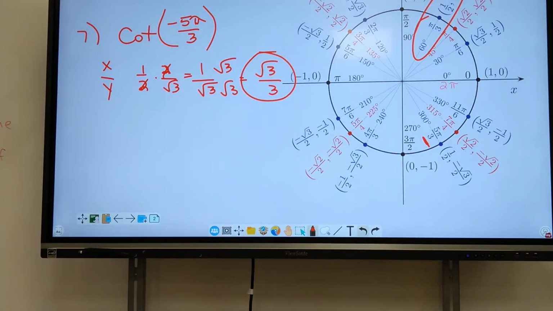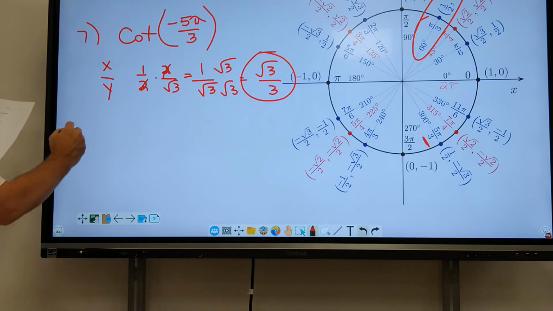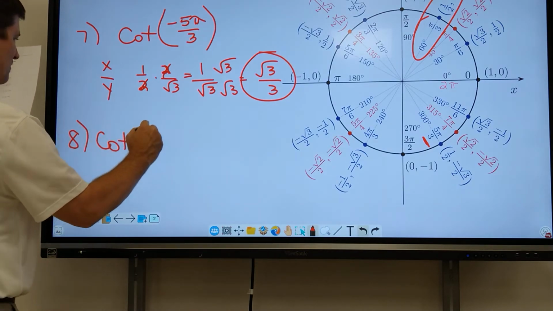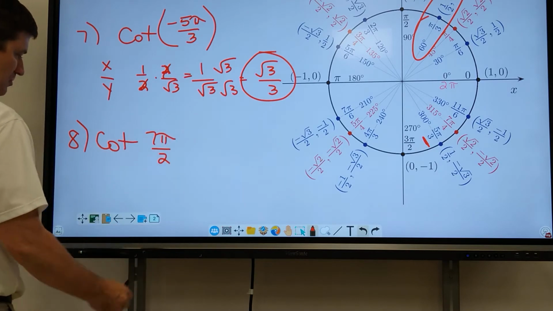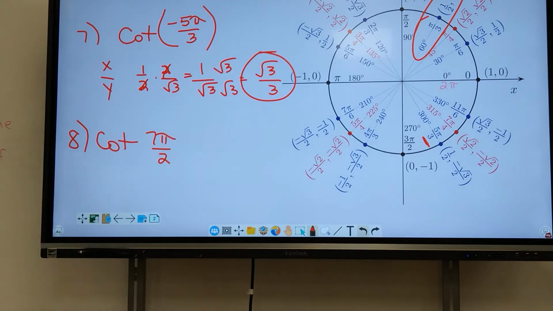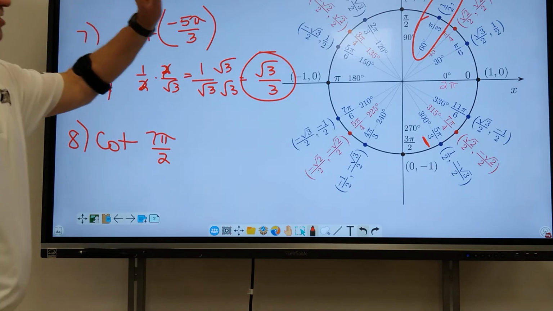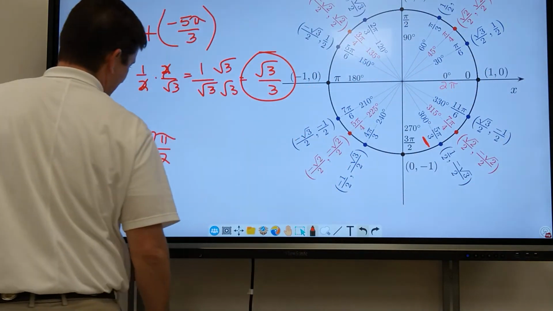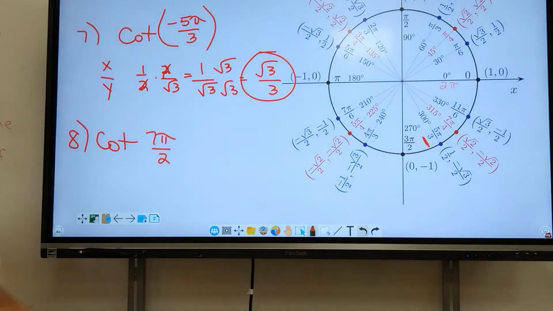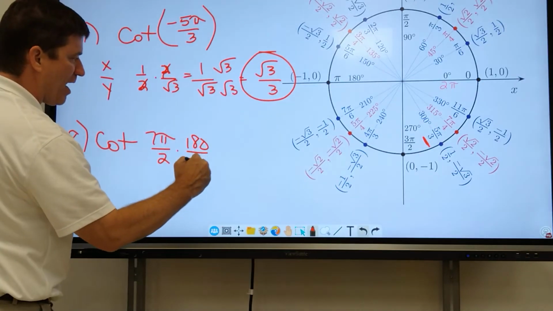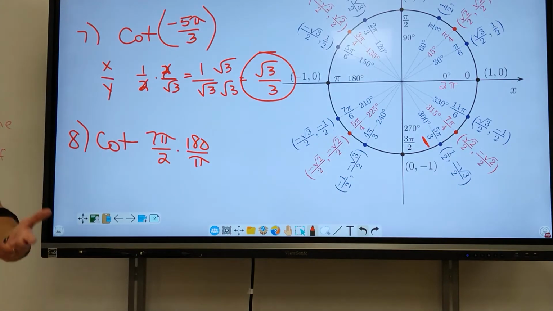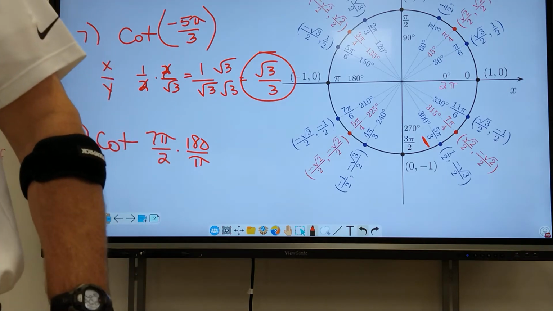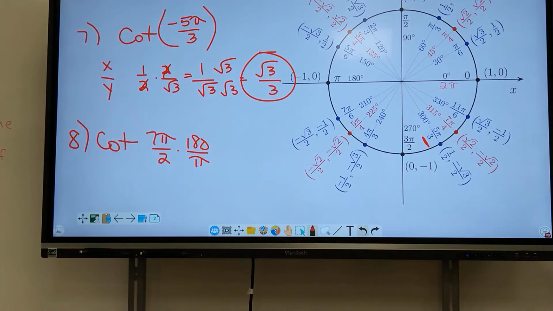Did you get 0 for 8? All right, now you guys try 8. Cotangent of 7 pi over 2. All right, so you're going to have to use a calculator on this one, right? Because 7 pi over 2 is nowhere to be found on the circle. So what do I have to do with my calculator? Y'all remember? Yeah, we got to multiply by 180 over pi, and that will make it a degree number, and then you can go from there. So let's give everybody a chance to finish it from here.